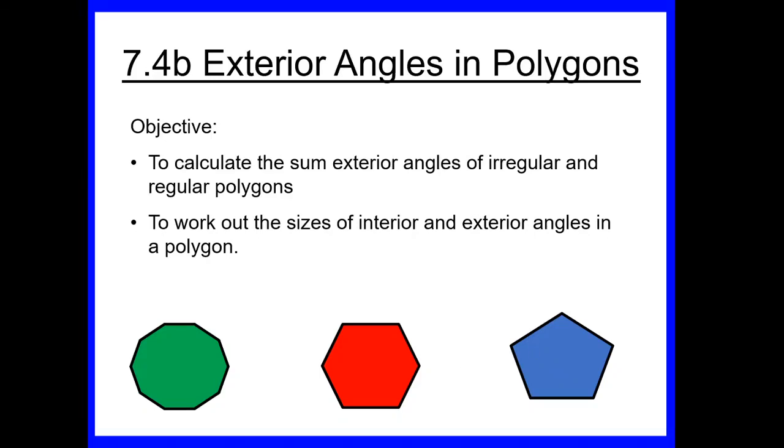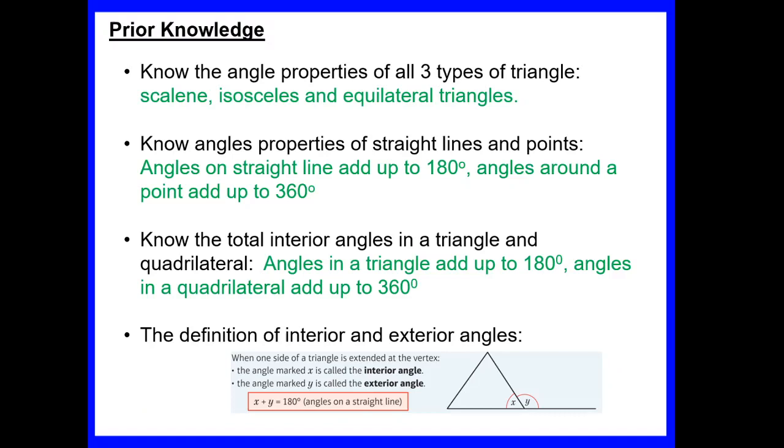This is the second part of the lesson on polygons, 7.4b. This time we're going to have a look at exterior angles in polygons. Our objective is to calculate the sum of the exterior angles of irregular and regular polygons and to work out the sizes of interior and exterior angles in polygons.